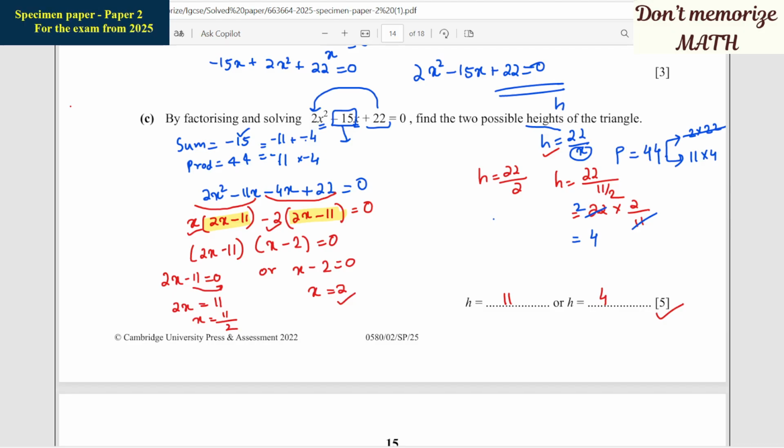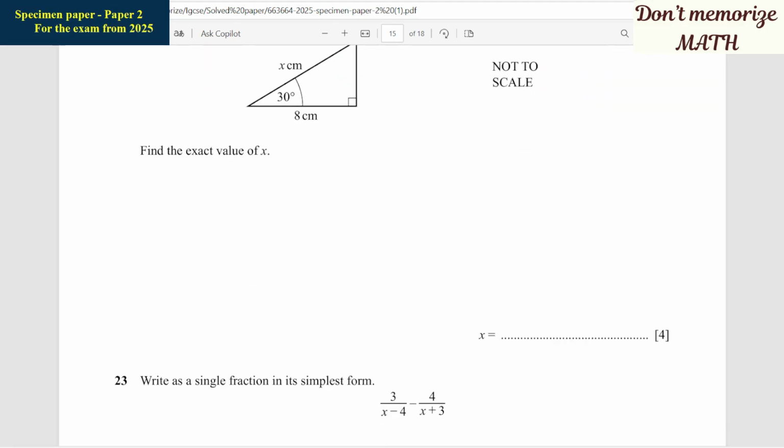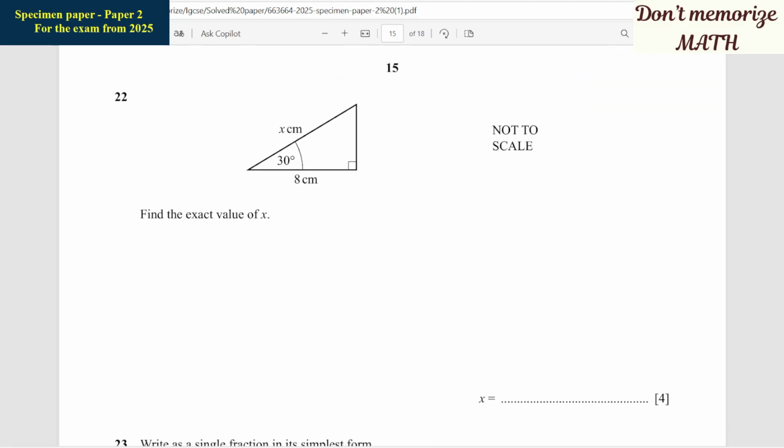Now we'll move to the next question, that is question number 22. Yeah, it is easy, right? So find the exact value of x. So this is the right angle triangle. You can use sine, cos or tan. Okay, let's see which trigonometric ratio we can use here. So for this angle, this is the opposite side. It is not given. Okay, this is the adjacent side and this is the hypotenuse. So adjacent and hypotenuse. So you can use cos because cos x is equal to adjacent side over hypotenuse.